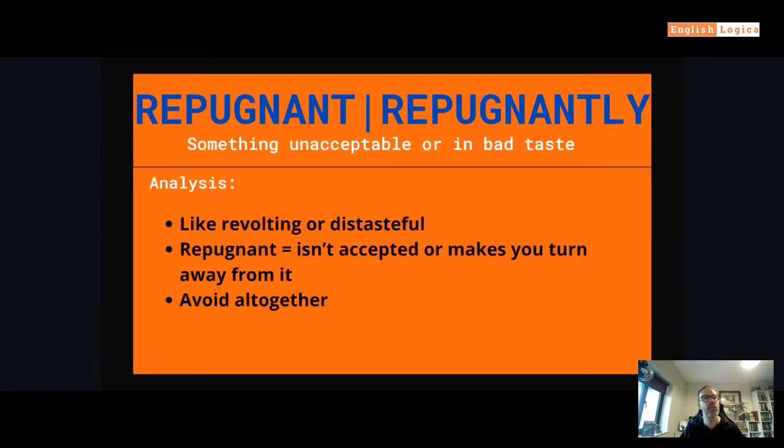Our next word then is repugnant and repugnantly. This is something unacceptable or in bad taste. So it's like revolting or distasteful. If something is repugnant, it isn't accepted or makes you turn away from it. It's something that you want to avoid altogether.